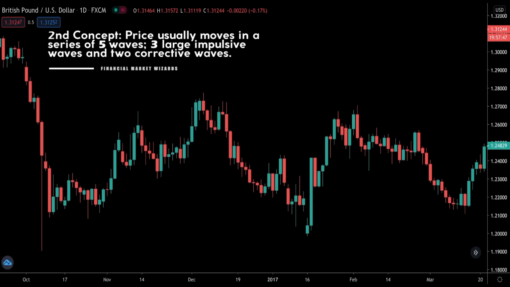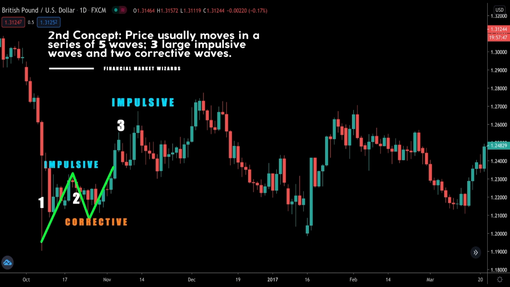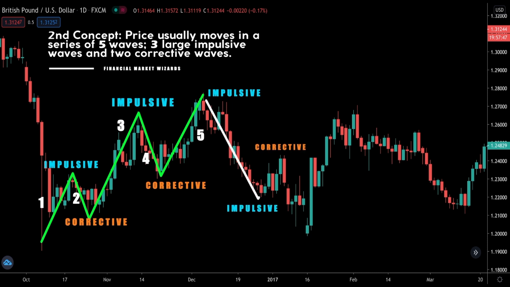The second element of Elliott wave is that price usually moves in a series of 5 waves, 3 large impulsive waves and 2 corrective waves. A 5-wave pattern consists of an impulse, a correction, an impulse, another correction, and another impulse. These waves are labeled from wave 1 to wave 5 respectively. After completing the 5 waves, Elliott wave theory states that it is followed by 3 waves: an impulse down, a correction to the upside, and then another impulse down. These waves are labeled as A, B, C.